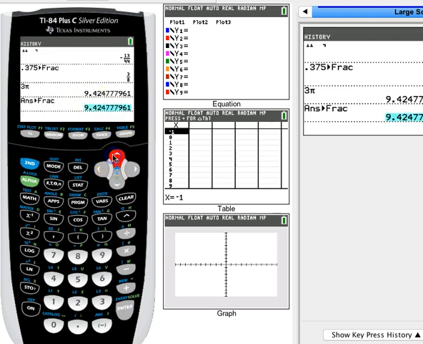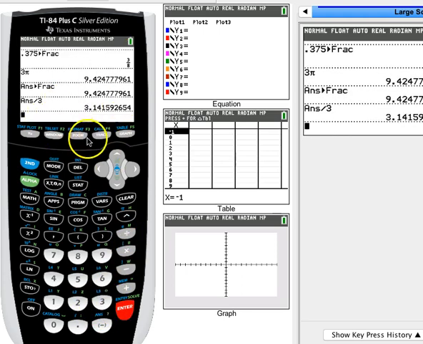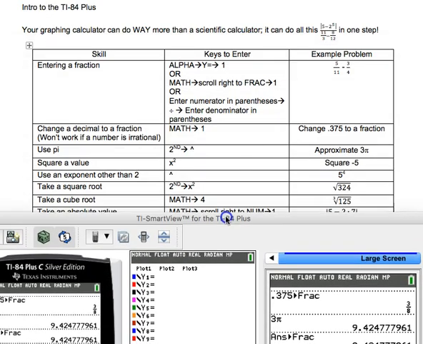But notice I could also, if I wanted to do something else with an answer, I could scroll up. But I could take this answer if I wanted, and instead of changing it to a fraction, I could just press divided by 3, and it would just take the answer and give me back pi. So there is that one.